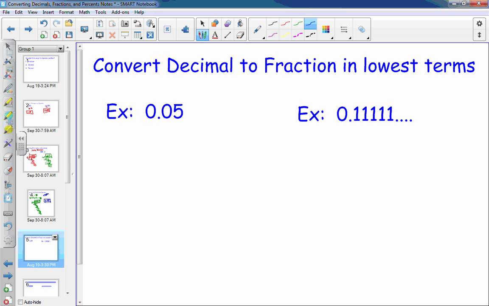No, that would be a percent. Okay, we don't want to do the percent. We want to take this decimal and turn it into a fraction. Okay, so I have 0.05.